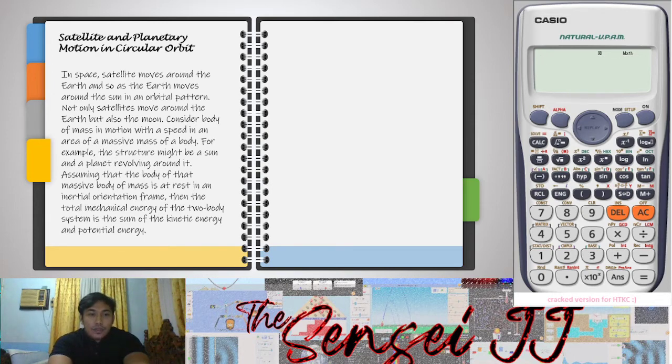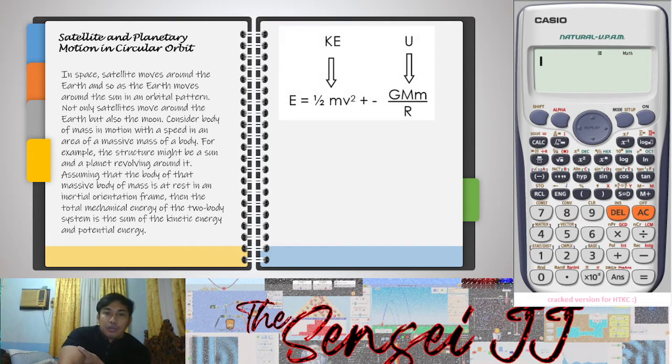Assuming that the massive body is at rest in an inertial reference frame, then the total mechanical energy of the two-body system is the sum of the kinetic energy and potential energy. So we have here the formula for E, our total mechanical energy, which is kinetic energy plus the gravitational potential energy. So we have 1/2 mv squared plus negative. A while ago, I just told you that this negative is important. So G, M, and m all over R.